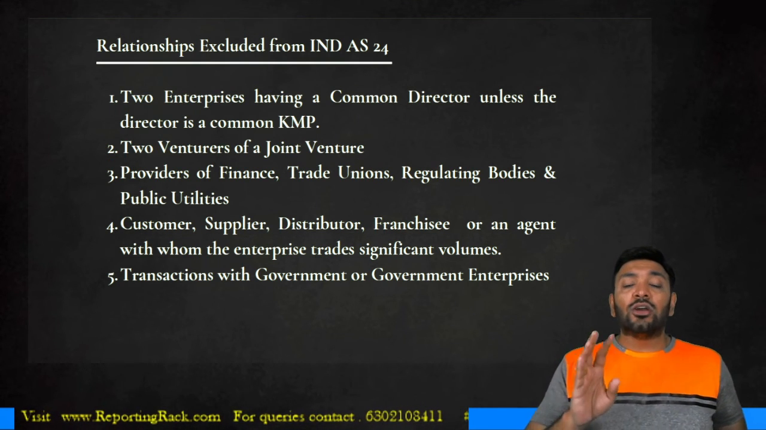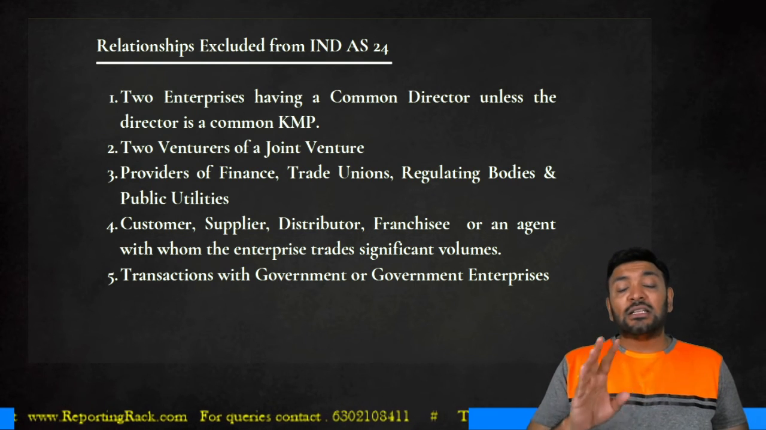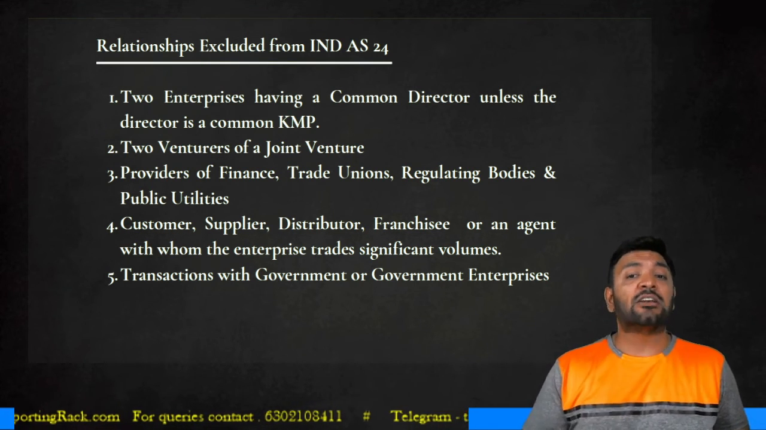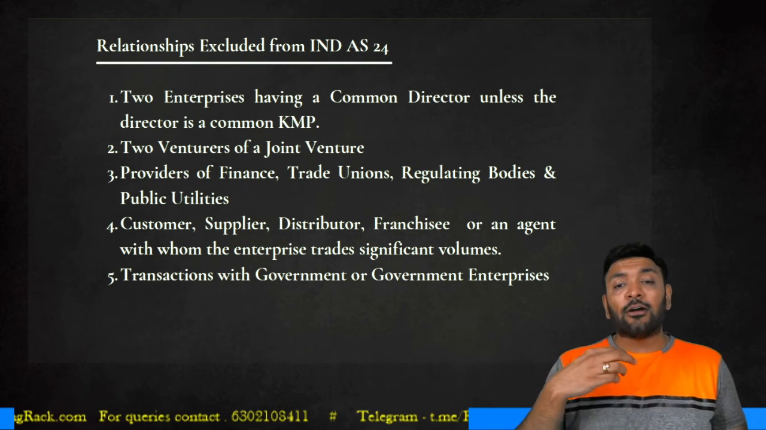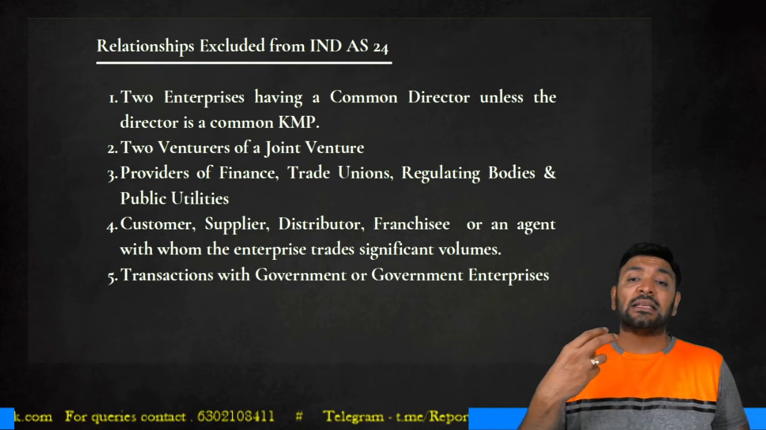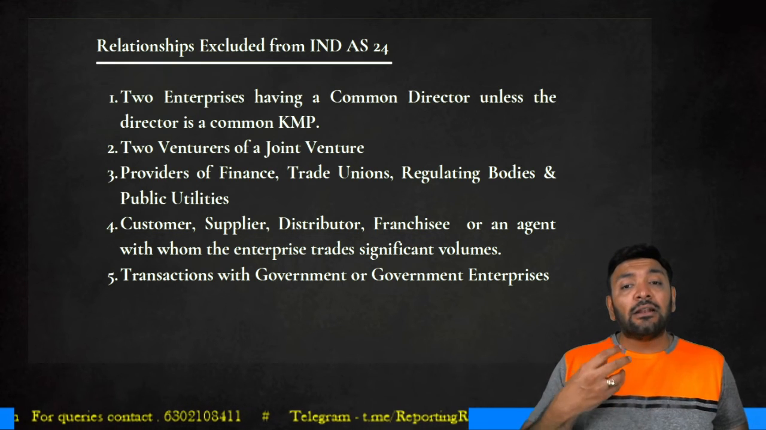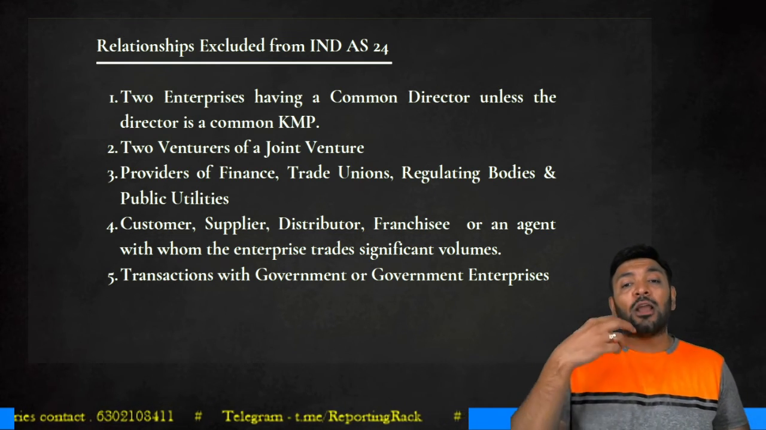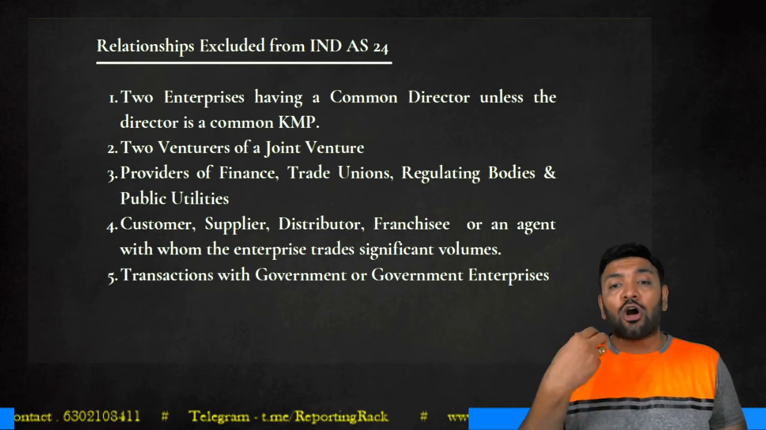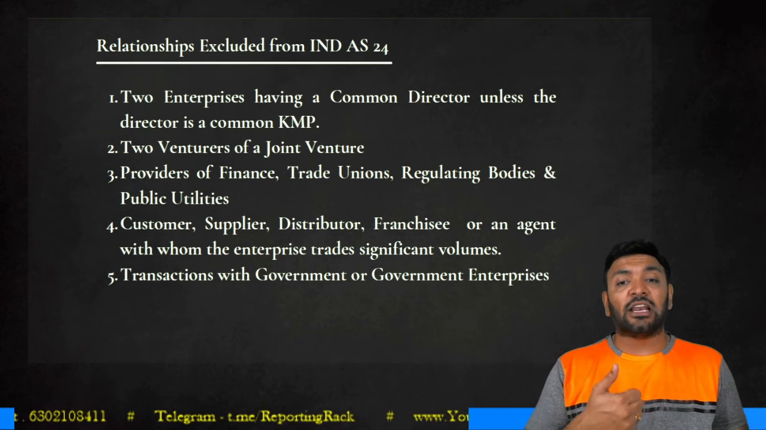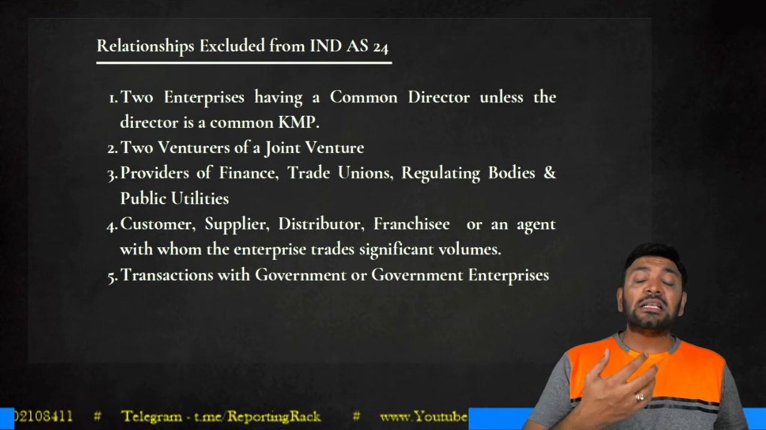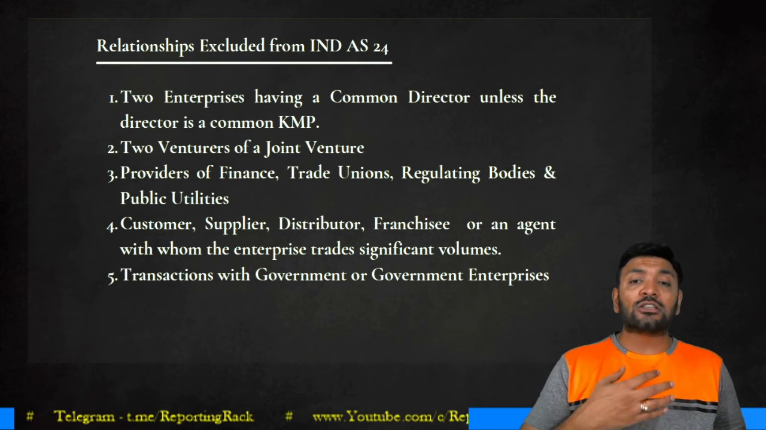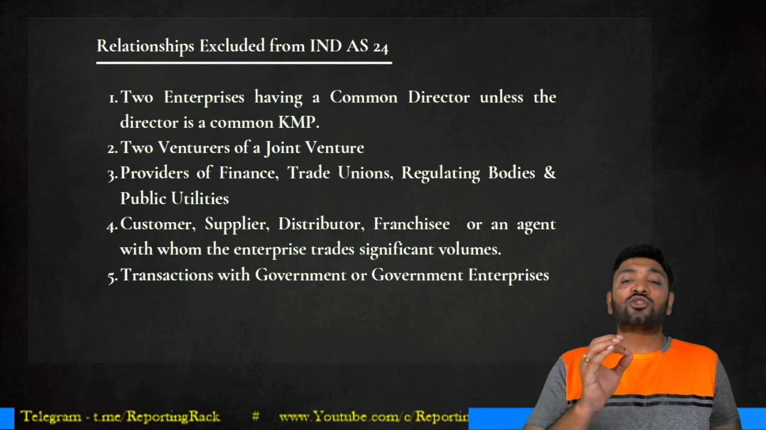Regulating bodies, your CBEC, CBDT, your GST council, they have a significant influence on the pricing of the product. If a GST rate goes up, automatically the selling price goes up. They are influencing the pricing decisions. If the GST rate goes up, then probably on my raw material input, the cost of the equipment or the cost of raw material also might go up. So these decisions of the regulating bodies have a significant influence on my operations, but they should not be considered as related parties.